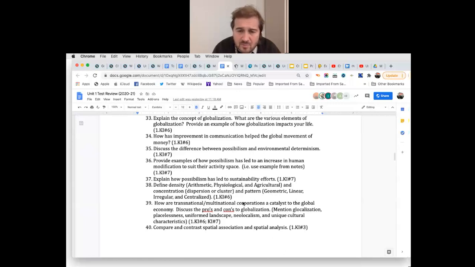Patterns are looking at what geometric shape these concentrations have. Are they geometric? Are they linear? Linear tells us a lot of times it's developed along a river. If it's irregular, it can happen without nodes. If it's centralized, usually it was planned, government planned, or it could have been planned grid systems like the Northwest Ordinance of 1785. Those would be centralized patterns.